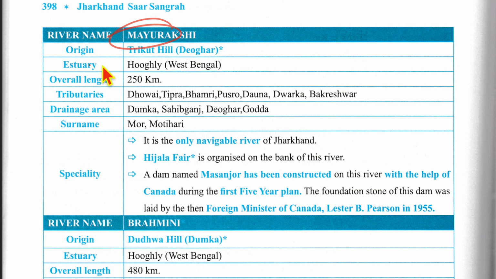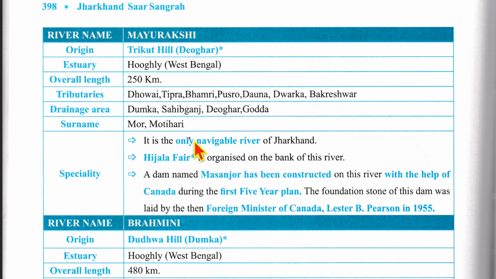Now Mayurakshi river, origin is in Tirkut hill of Deoghar. Estuary is Hugli. Overall length is 250 kilometers. Tributaries are Dhowai, Tipra, Bharmi, Purso, Dhauna, Dwarka and Barkeshwar. Drainage area is Dumka, Sahibganj, Deoghar, Godda. Surname is More and Motiari.